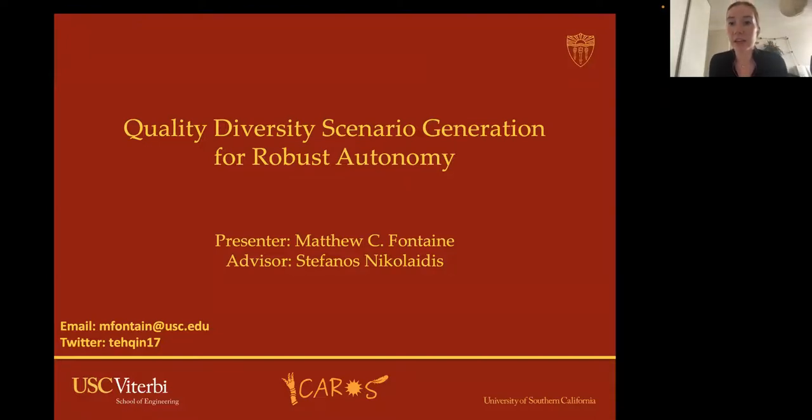Matt is a PhD student at the University of Southern California, advised by Stefanos Nikolaidis. Prior to coming to USC, he completed his bachelor's and master's degree at the University of Central Florida, and his research focuses on the problem of automatic scenario generation for robust human-robot interaction, as well as the algorithmic foundations of quality diversity optimization. He's published algorithms for quality diversity like covariance matrix adaptation MAP-Elites and MAP-Elites via a gradient arborescence, as well as quality diversity for generating human-robot interaction scenarios like deep surrogate-assisted generation of environments.